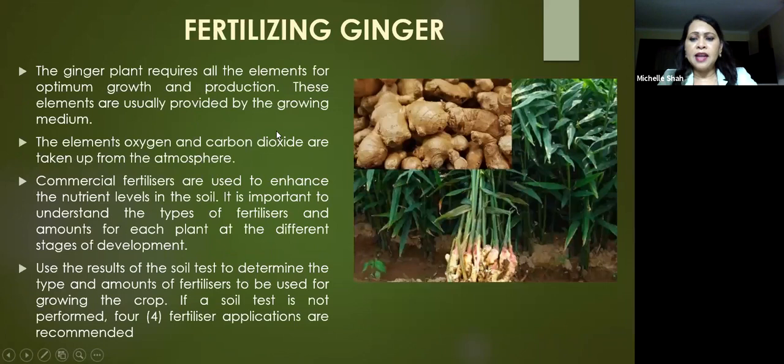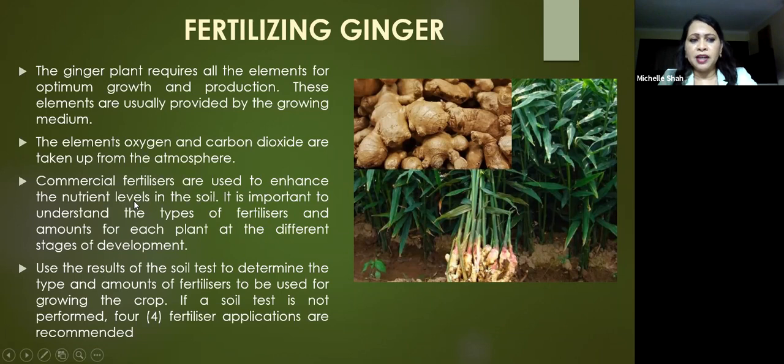Fertilizing ginger. The ginger plant requires all elements for optimum growth and production. These elements are usually provided by the growing medium. The elements oxygen and carbon dioxide are taken up from the atmosphere, and commercial fertilizers are used to enhance the nutrient levels in the soil.